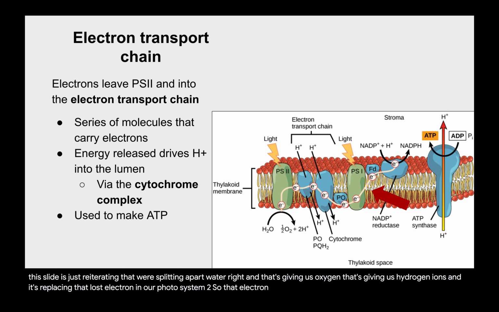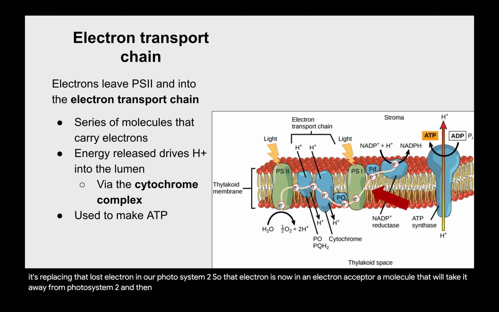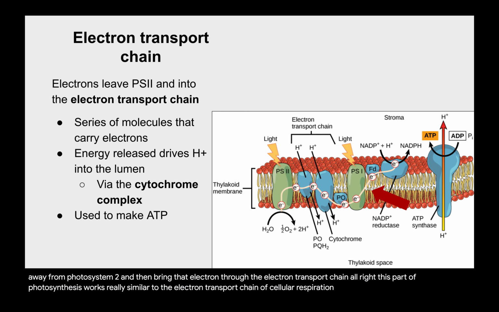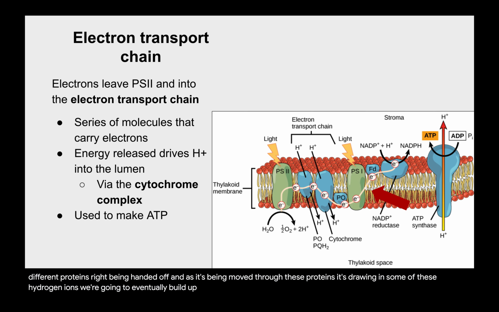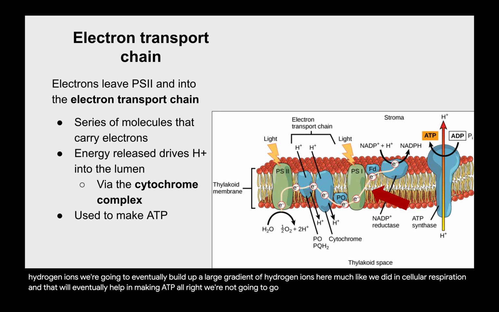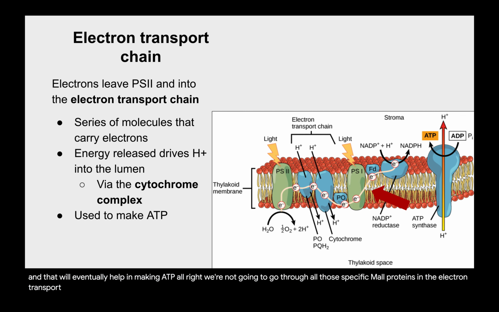All right, so that electron is now in an electron acceptor, right? A molecule that will take it away from photosystem 2 and then bring that electron through the electron transport chain, right? This part of photosynthesis works really similar to the electron transport chain of cellular respiration, right? The electron is traveling through different proteins, right, being handed off, and as it's being moved through these proteins, it's drawing in some of these hydrogen ions, right? We're going to eventually build up a large gradient of hydrogen ions here, much like we did in cellular respiration, and that will eventually help in making ATP, right? We're not going to go through all those specific proteins in the electron transport chain, but know that electrons are moving, hydrogens are coming into the thylakoid.